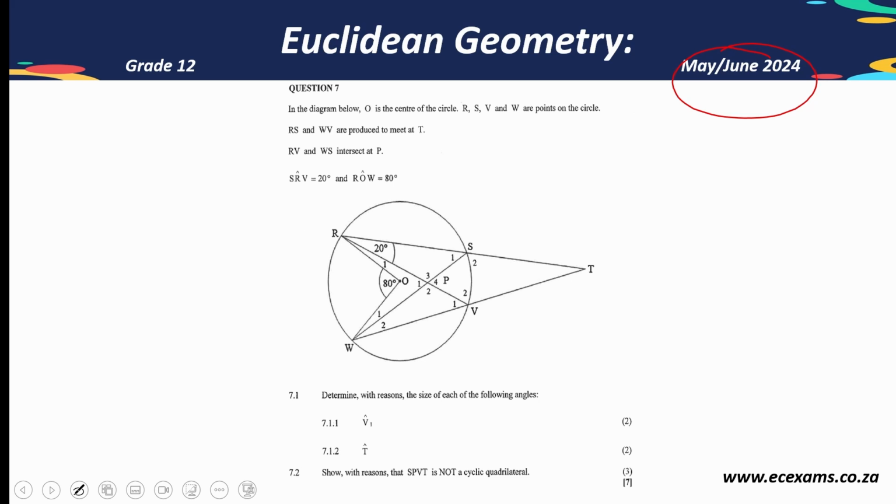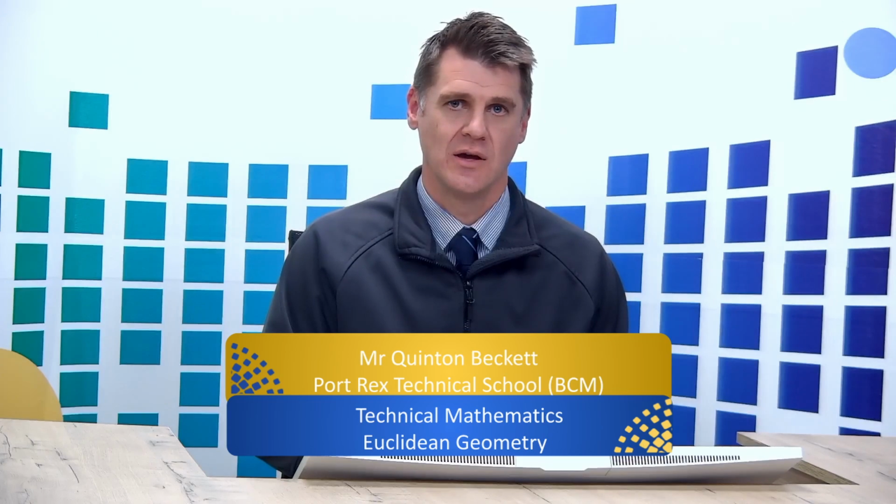And this was the grade 12 question. Question 7. Matrix, before you answer the question, read it at least 3 times. Don't just go through the question. Read through it, understand it, make notes, write things down. This is the best way to answer Euclidean geometry.